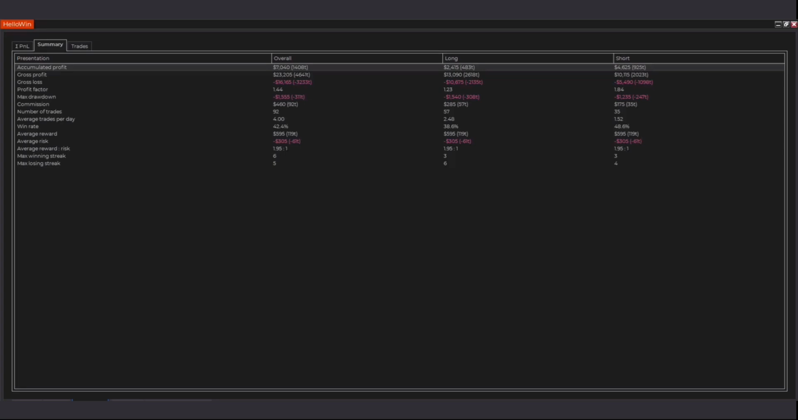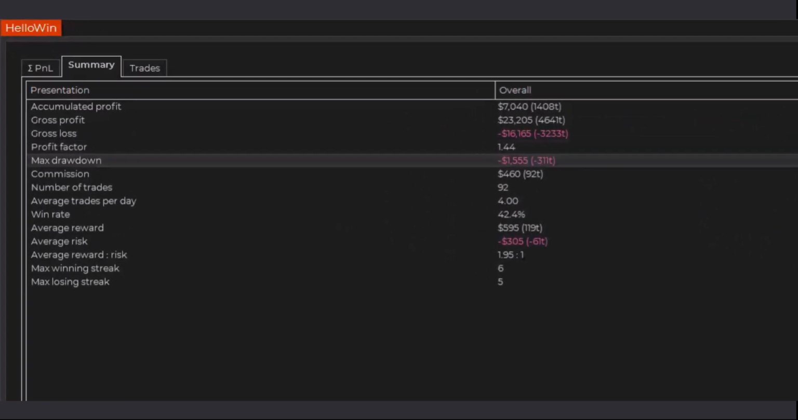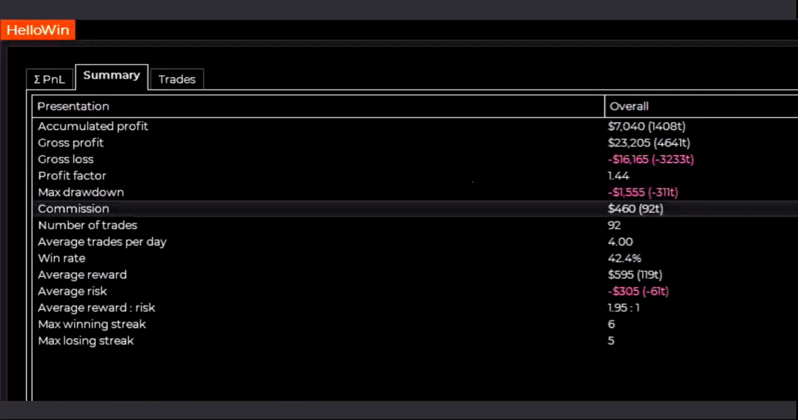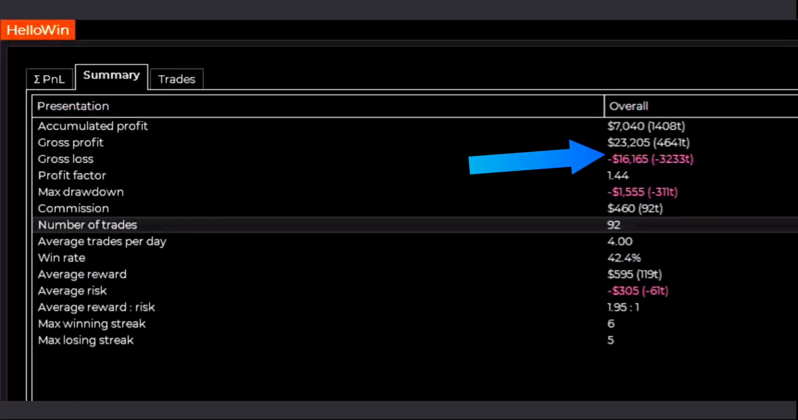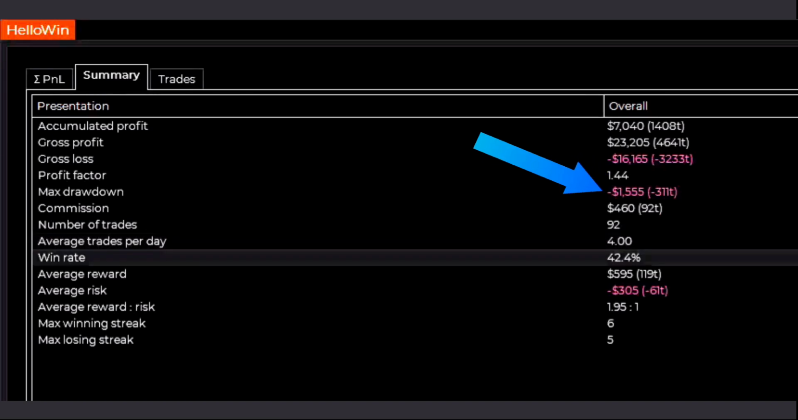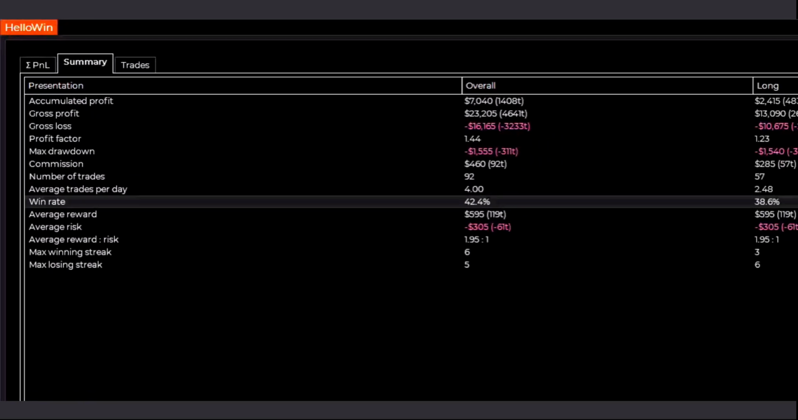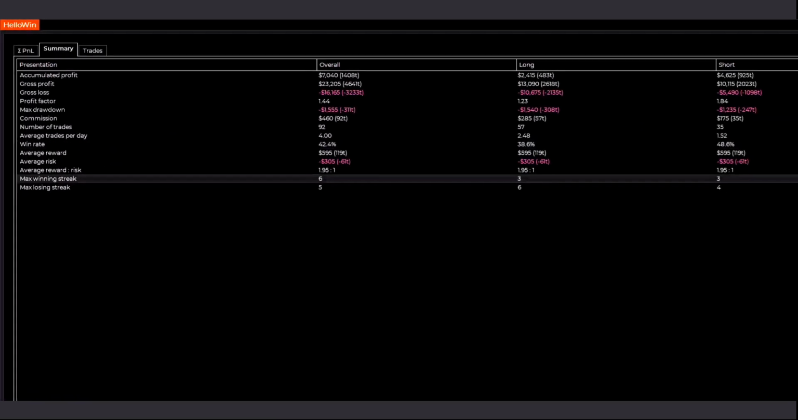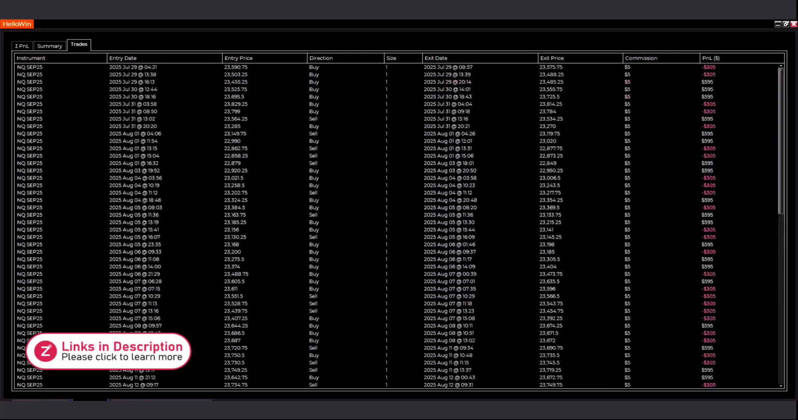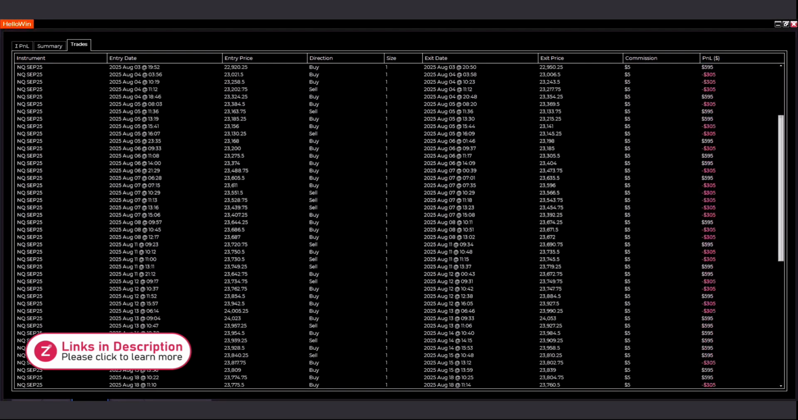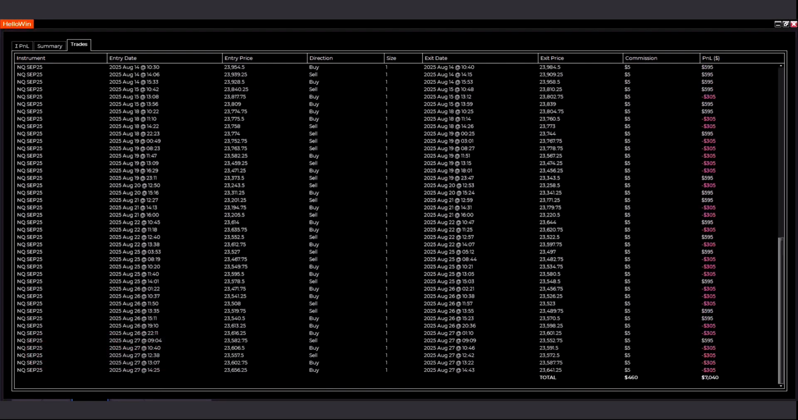Looking at the summary, we can see that the total profit reached $70.40, which is more than 4.5 times larger than the max drawdown of 1,045. This is a very solid result, showing a strong balance between reward and risk. In addition, the risk-reward ratio was maintained at 1.95. Which is a healthy level, demonstrating that the strategy not only delivers profitability, but also keeps risk under control.